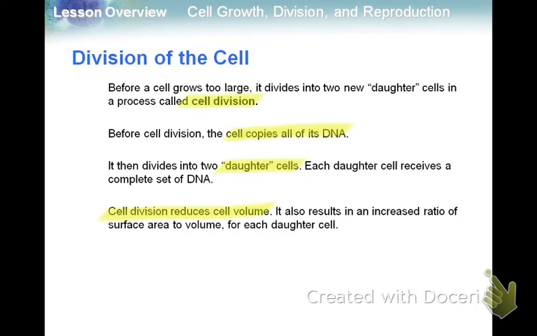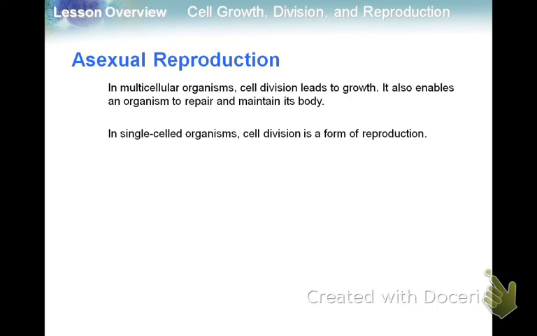Cell division reduces the cell volume, and as you saw in the slide with the table, a smaller volume increases that ratio of surface area to volume for each daughter cell. Just this plain old cell division, this copy mechanism, if you will, is how growth and repair happen. This is called asexual reproduction.